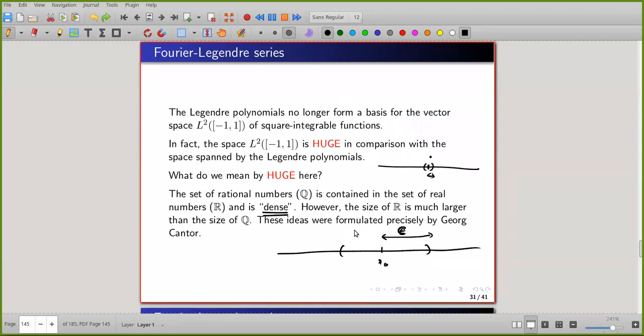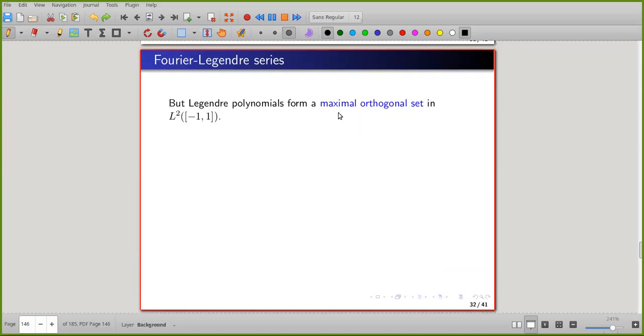Okay, so in the same sense, just the way the rational numbers inside the real numbers are a very small set, but still every real number can be approximated by rational numbers. In the same way, these Legendre polynomials form a maximal orthogonal set in L2 of minus 1 comma 1. So, this is not the statement that I want to make. I want to say that in the same way, every function in L2 of minus 1 comma 1, we can approximate it by Legendre polynomials.